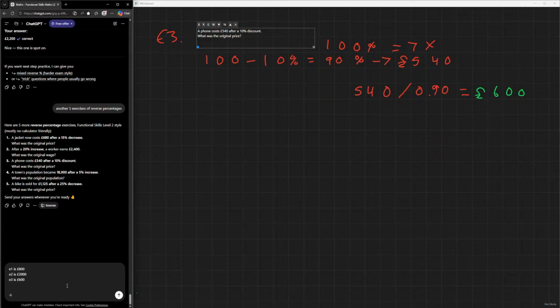Temple game after a 5% decrease. What was the original population?